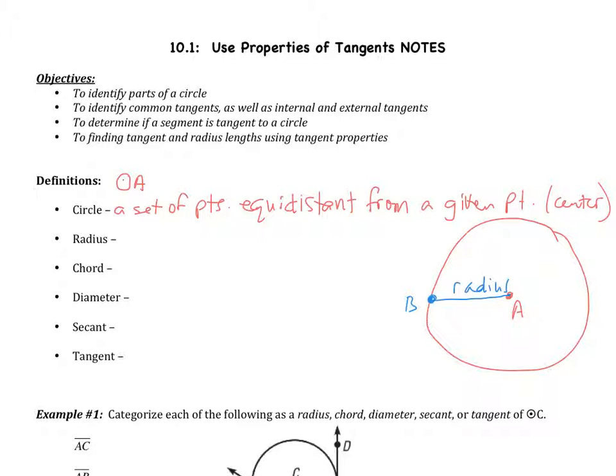As I go through this, I'll put symbols down here too. So AB, with a line over it, so line segment AB, is a radius, and that's the distance from center to a point on the circle.